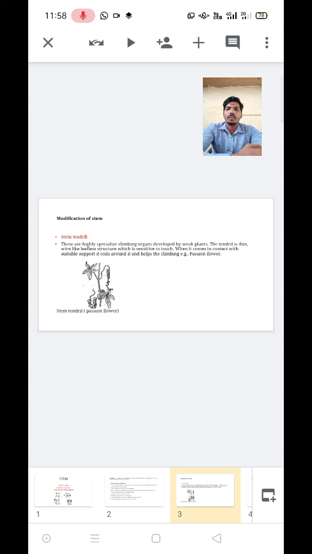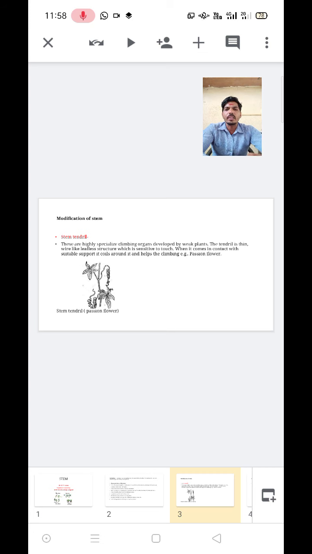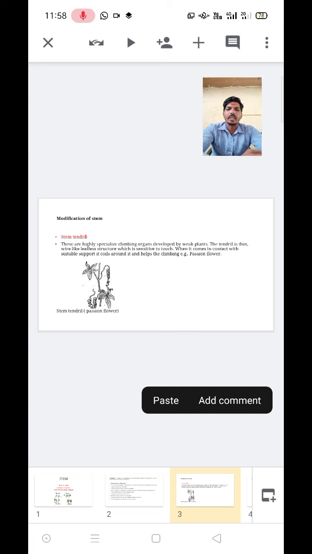In the syllabus, we first discuss stem tendrils. These are highly specialized climbing organs developed by weak plants. The tendril is a thin, wire-like, leafless structure which is sensitive to touch, and when it comes in contact with a suitable support, it coils around it and helps in climbing. An example is the passion flower.